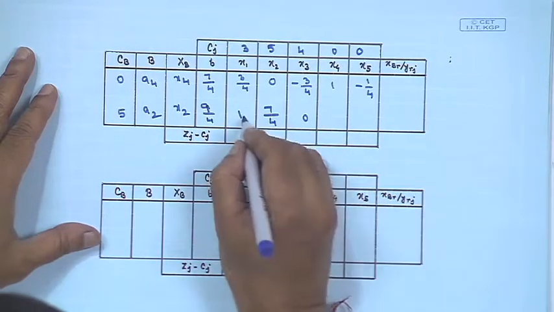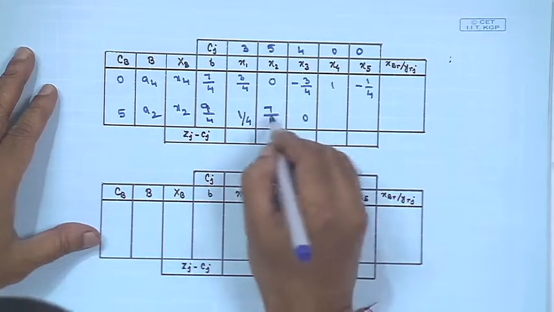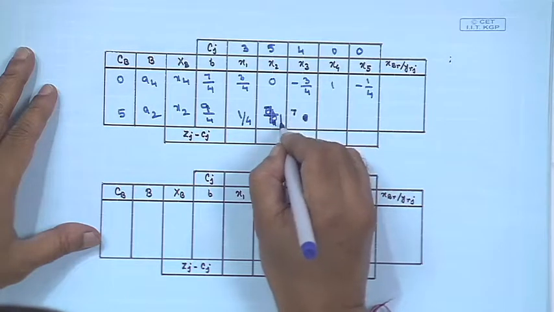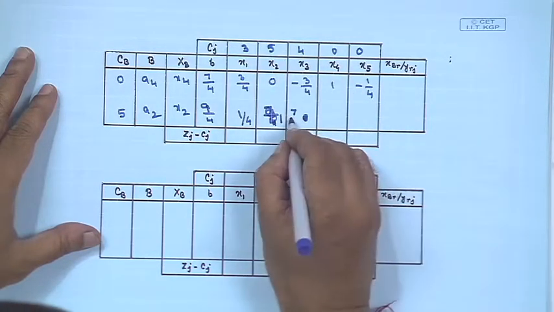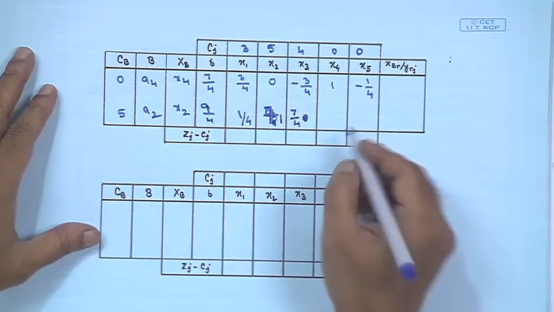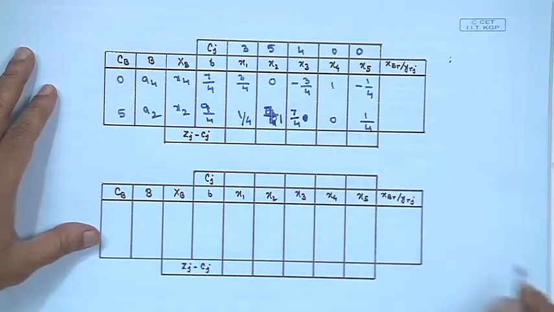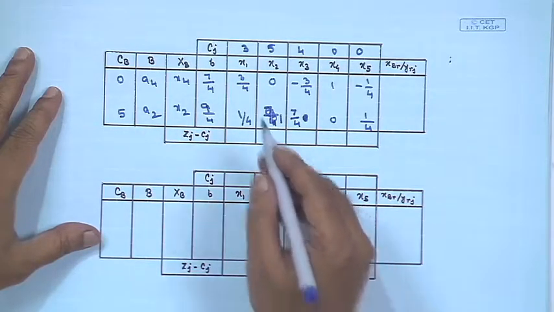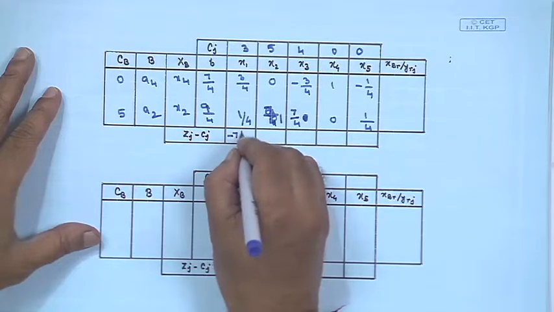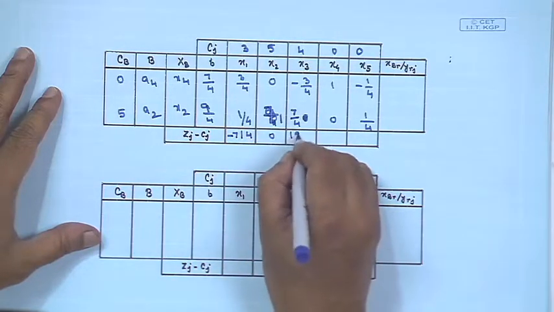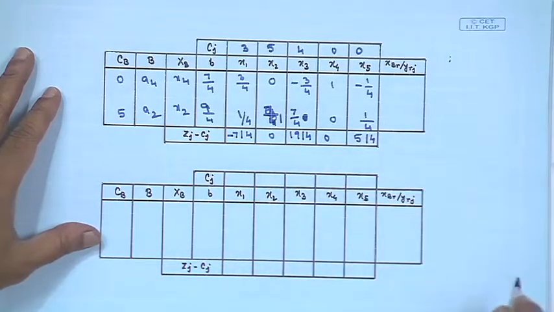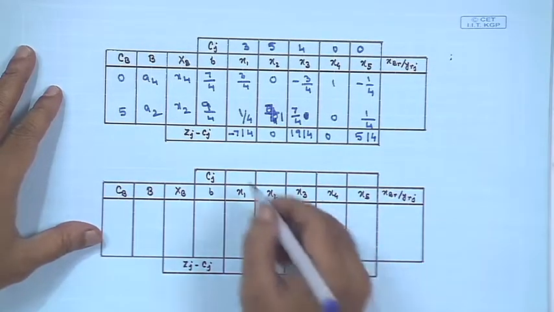So, 9 by 4 means this will be 1 by 4, this will become 1, this will be 7 by 4 because this has to be 1, x2 was the entering vector, 7 by 4, this will be 0, this is 1 by 4. So, if you calculate Zj minus Cj, that is CB into B minus Cj, this will be minus 7 by 4, 0, 19 by 4, 0 and 5 by 4. So, again still your Zj minus Cj is less than equals 0.